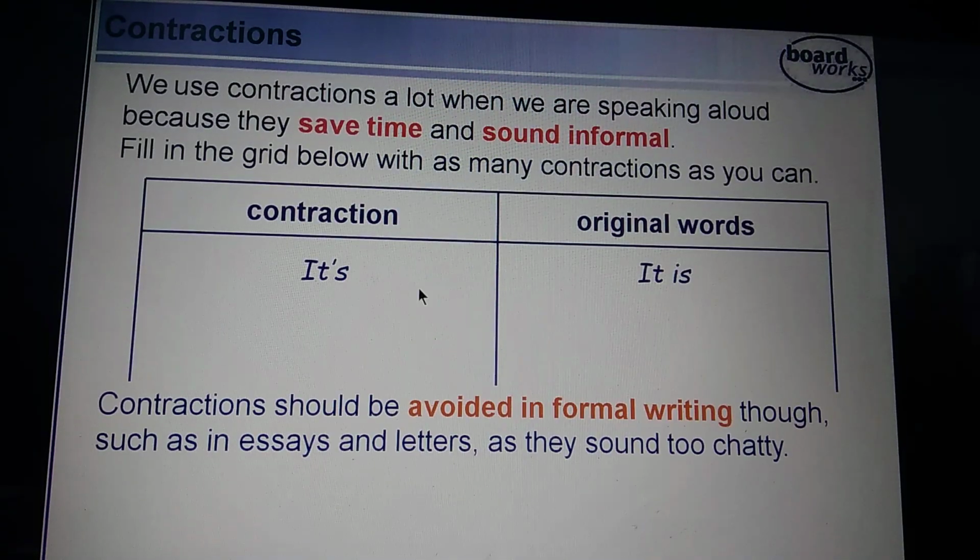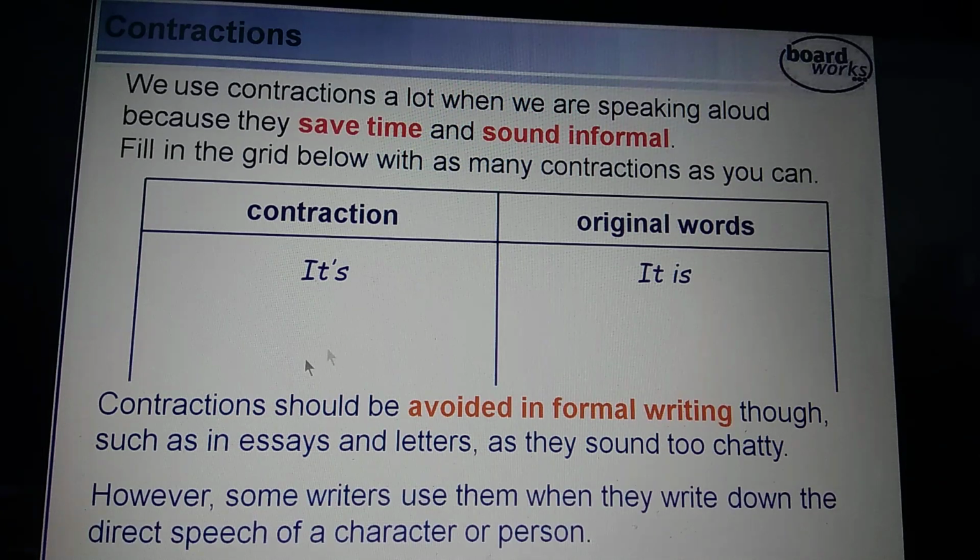Here are some other examples. Contractions should be avoided in formal writing, though, such as in essays and letters, because they sound too chatty. However, some writers use them when they write down the direct speech of a character or person. So in formal writing, we should avoid contractions. That is the use of apostrophes normally.